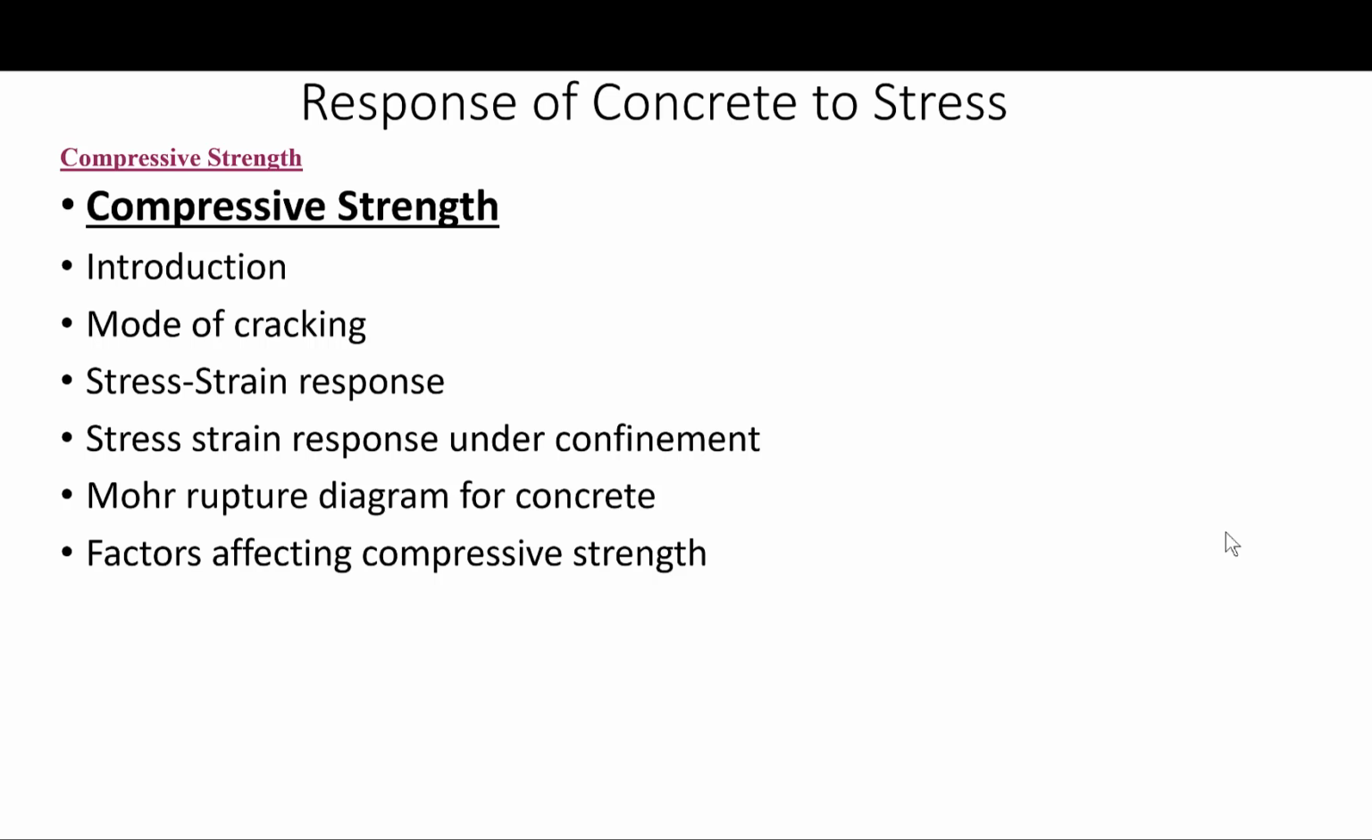So what we will be looking at in this lecture: the mode of cracking, the stress-strain response under uniaxial load, the stress-strain response under confinement, the Mohr rupture diagram, and the factors that affect the compressive strength.